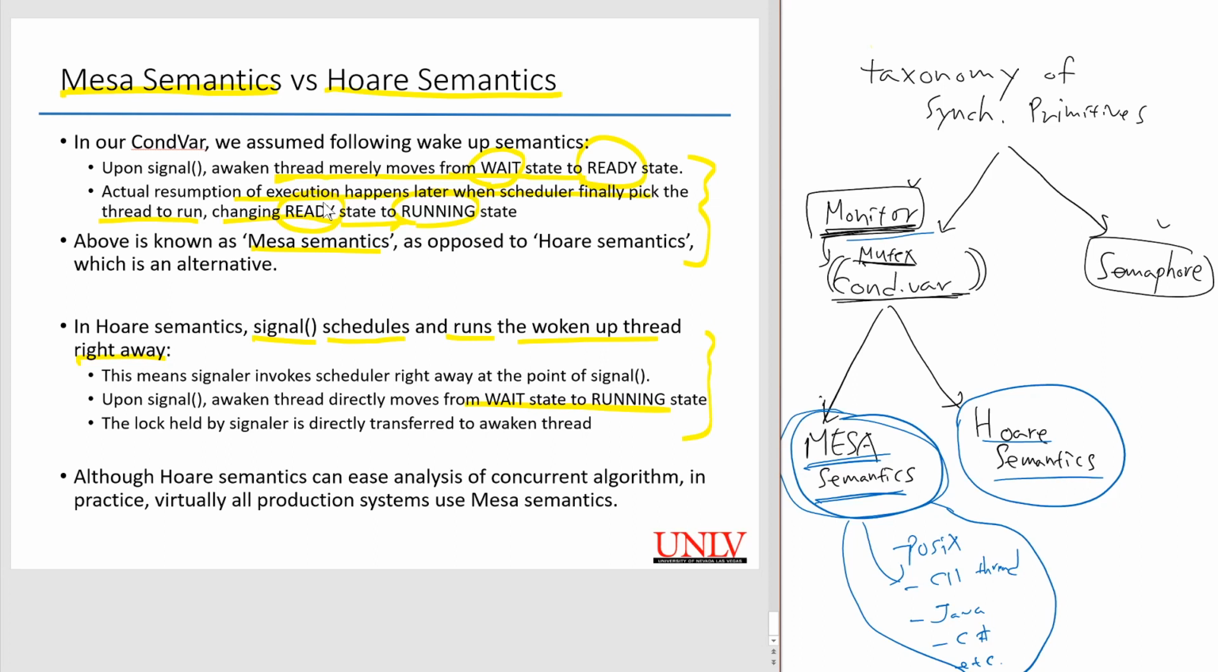Right. And the thing is, the Hoare semantics is not widely used, despite the fact that you can use it in the analysis of concurrent algorithms. So what it means is sometimes you want to actually prove your concurrent algorithm works correctly. If your code is written using the monitor with Hoare semantics, it's sometimes easier to prove. But in practice, virtually all production systems use Mesa semantics.